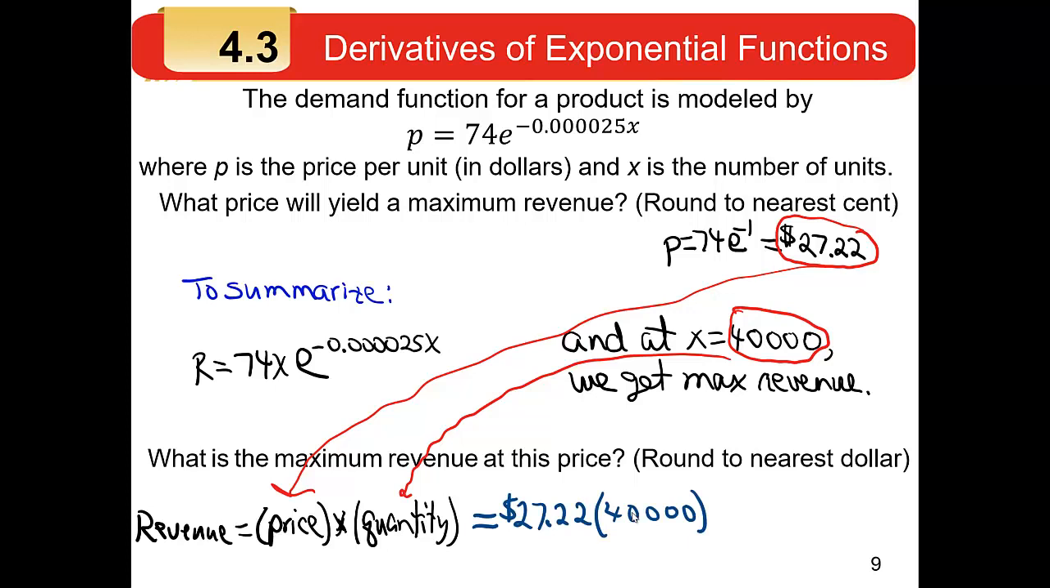And if you take the price per unit, which is $27.22, and multiply it by the quantity that produces maximum revenue, which is 40,000, and if you round it off to the nearest dollar, which is what the instructions said to do, you get $1,088,800. And that's easier in practice than going back to the original revenue function and plugging in x, which would also give you the maximum revenue.